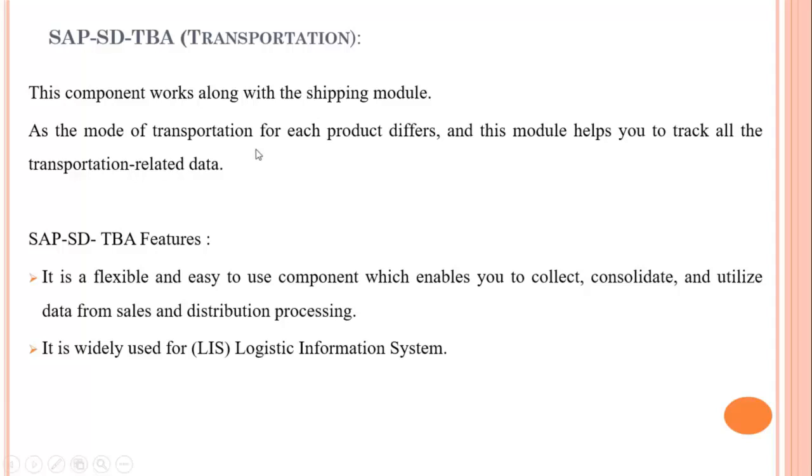As the mode of transportation for each product differs, this module helps you to track all the transportation related data. Now, what are the features of this transportation module? It is a flexible and easy to use component which enables you to collect, consolidate and utilize data from sales and distribution processing. It is widely used for logistic information system.